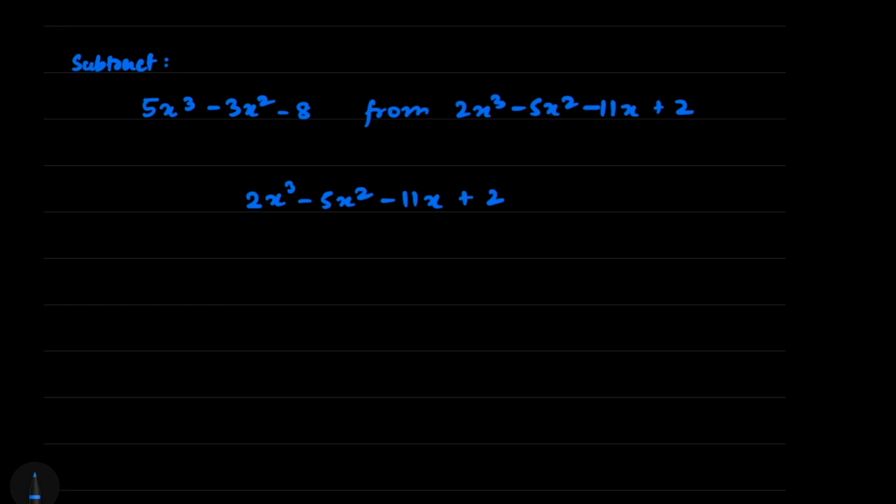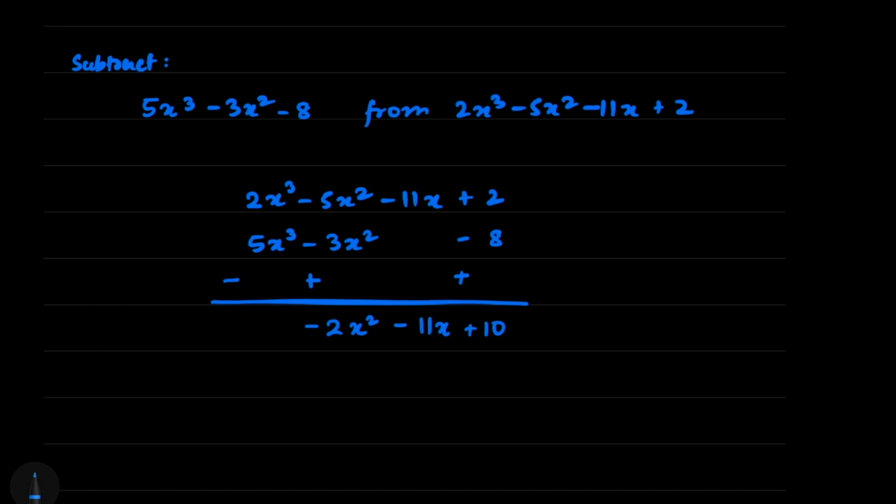And we use the columnar method. Below it we have 5x cubed minus 3x squared minus 8. Now we need to change the signs before it. So this becomes minus, this becomes plus, and this becomes plus. So plus 8 plus 2 would be plus 10. We have minus 11x anyway. Then we have minus 5x squared plus 3x squared. That becomes minus 2x squared. And then we have minus 5x cubed plus 2x cubed, and that comes out to be minus 3x cubed. And that's how we find the subtraction of algebraic expressions from each other using the columnar method.